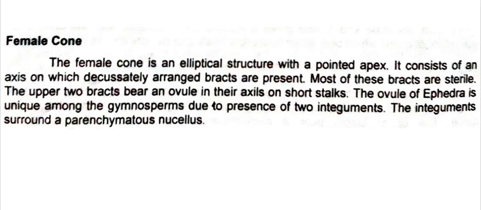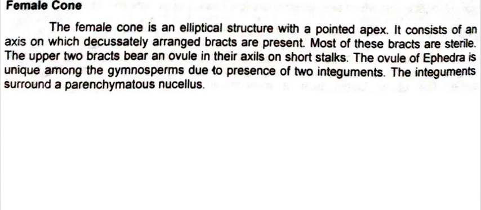Most of these bracts are sterile, and usually the upper two bracts are fertile, and in the axils of these two bracts one ovule is produced on a short stalk. The ovule of ephedra is unique among all the gymnosperms because two integuments are present around the ovule, and these integuments surround the parenchymatous nucellus, meaning that inside these integuments the parenchymatous tissue is present, which is known as nucellus.